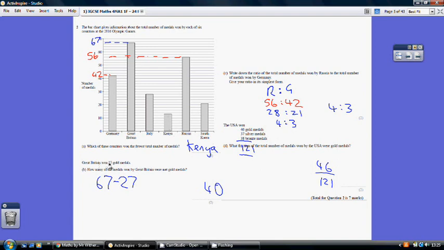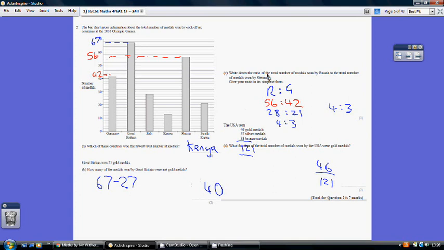Now we're told for part B, Great Britain won 27 gold medals. How many of the medals won by Great Britain were not gold medals? So we need to see how many medals were won by Great Britain in total. So here's the Great Britain column, that's going up to here. Now going from 60 to 70, we can see there's 1, 2, 3, 4, 5 lines in between, so we must be going up in 2s between each line. So 62, 64, 66, and halfway between 66 and 68 must be 67. So 67 medals won in total by Great Britain. Take away the 27 gold medals, gives us 40 medals won by Great Britain which were not gold.